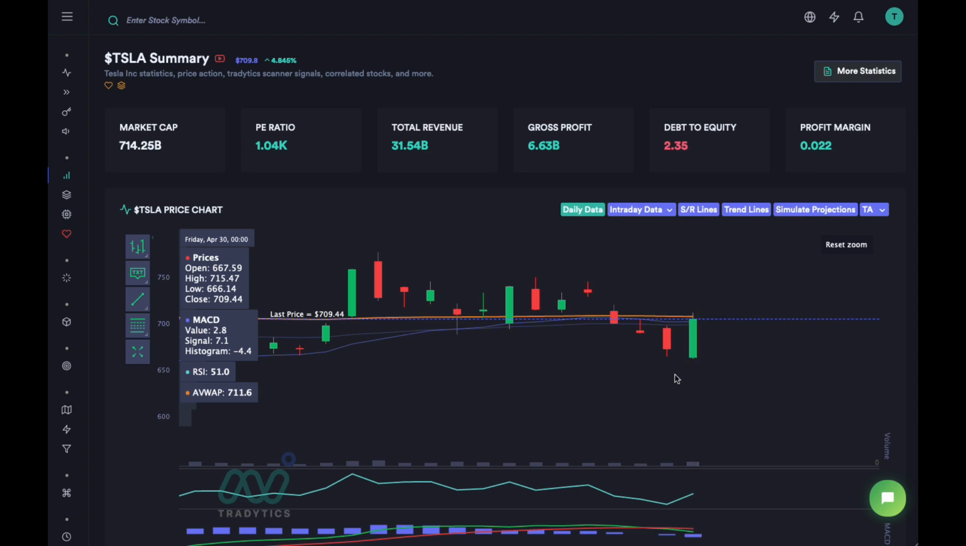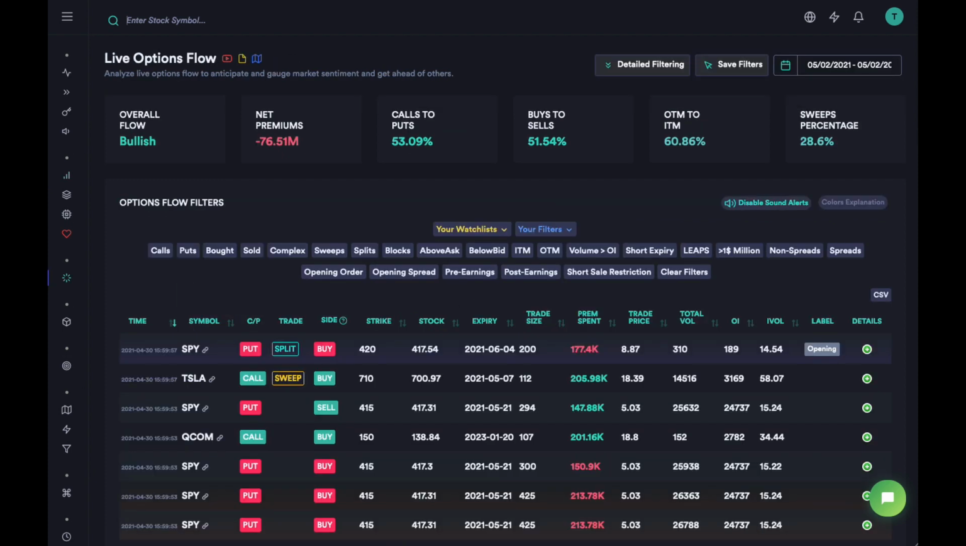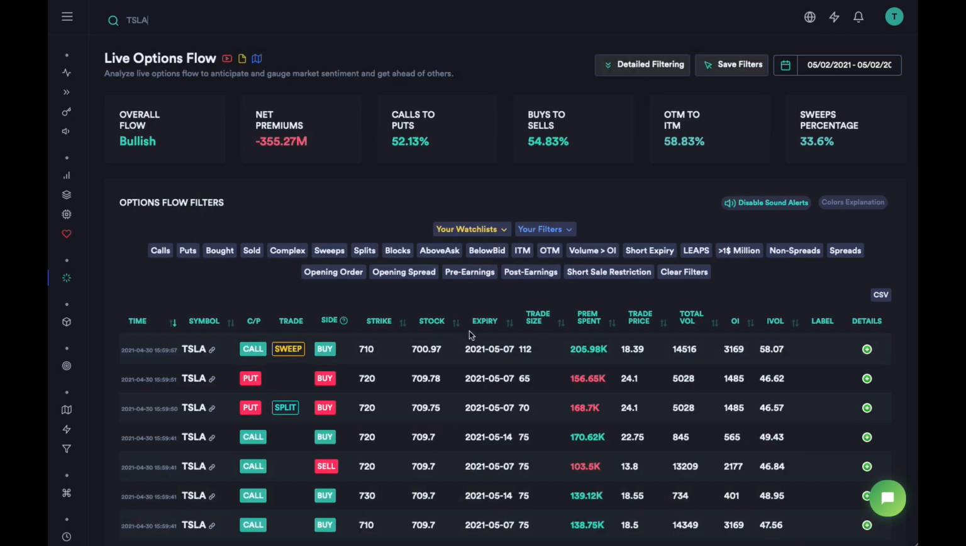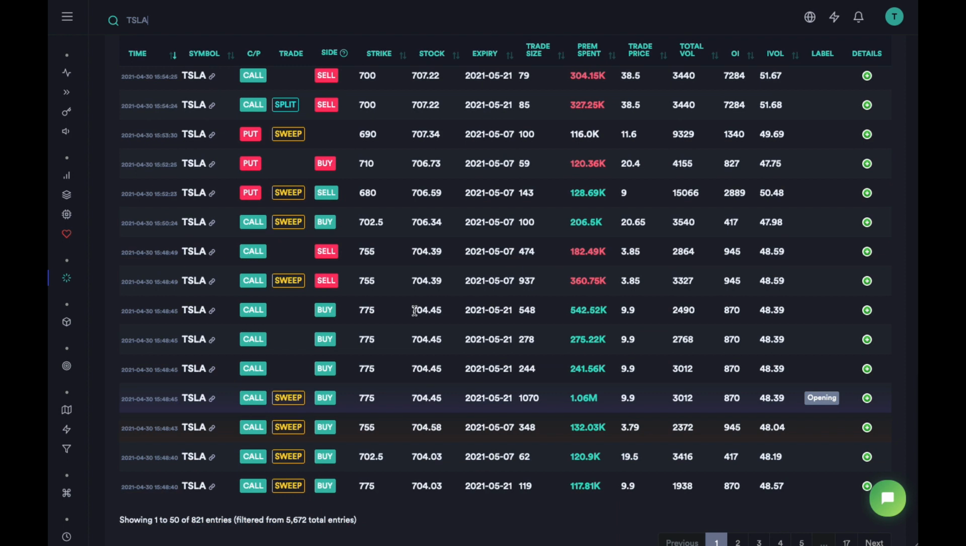So the question is how we could have found this setup or this huge increase based on live options flow, and how we could have gone into a contract and then garnered huge profits. So let's see if that was possible, and let's see how we could have done that. We're going to search for Tesla, which is going to give us all the Tesla flow.